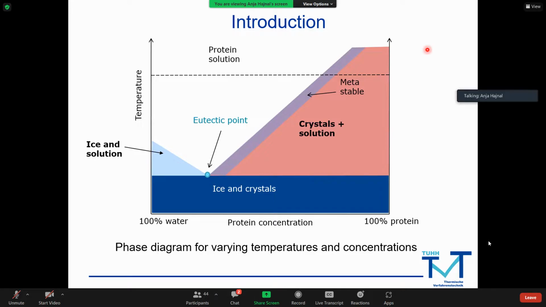All right, this is our solid liquid equilibrium diagram. And it shows us the composition of the system with the change in temperature. And here, as an example, we have water and protein system and their solid liquid equilibrium diagram. So in this area, which is in white, we have a solution, which is a protein water solution.